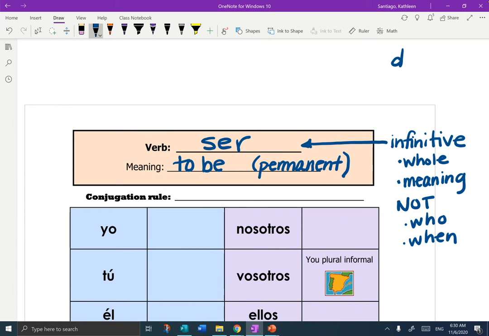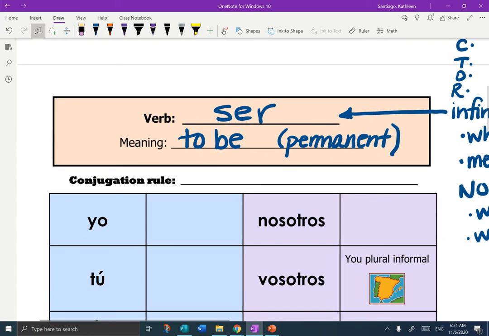I'm just going to write it here. It's called doctor. So we are going to use it for descriptions, occupations, characteristics, time, origin, and relationships. So we'll work more with that later, but the reason to use ser is doctor.